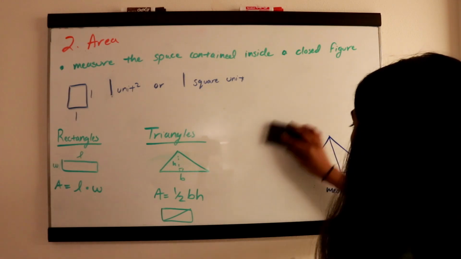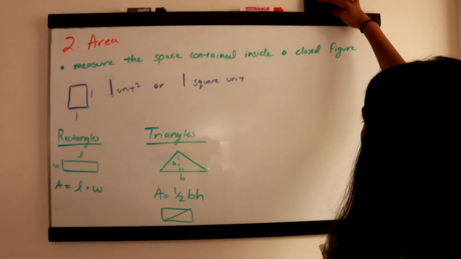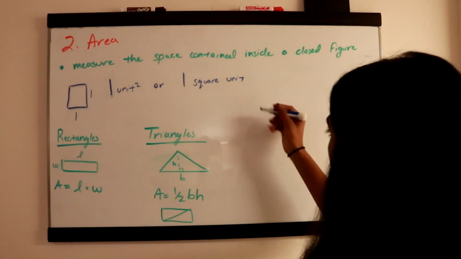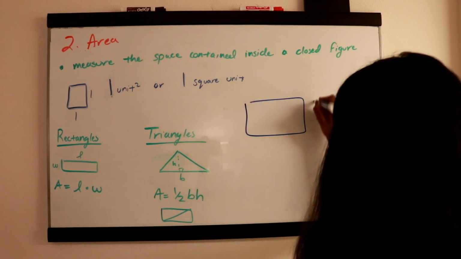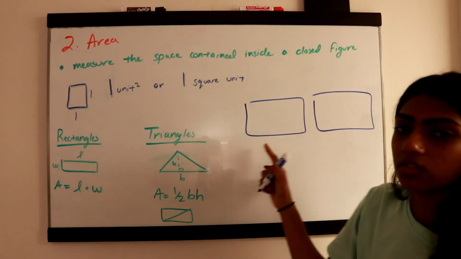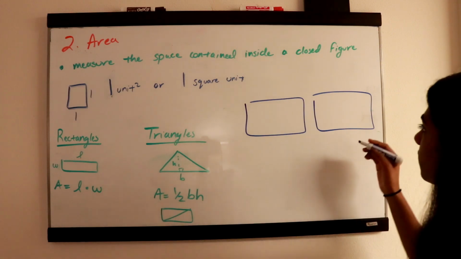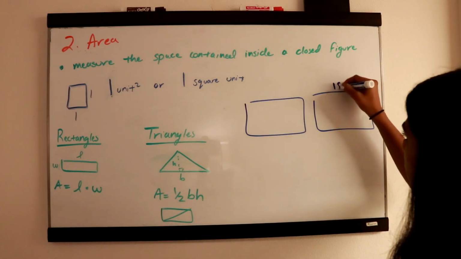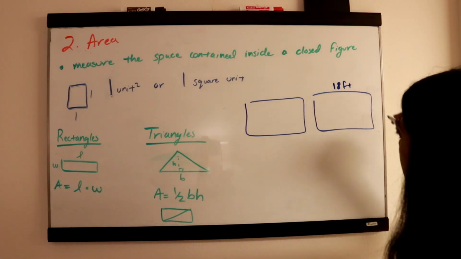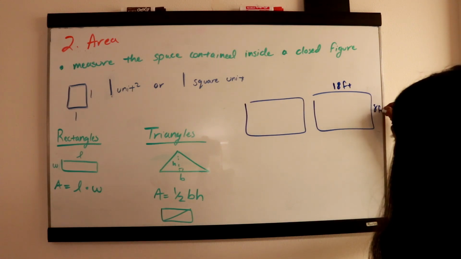So let's do an example. Let's say that two people want to paint a wall. So here we have one wall, and here we have another wall. And let's assume that these are both the same size. Let's say that this is going to be 18 feet long and 8 foot wide.